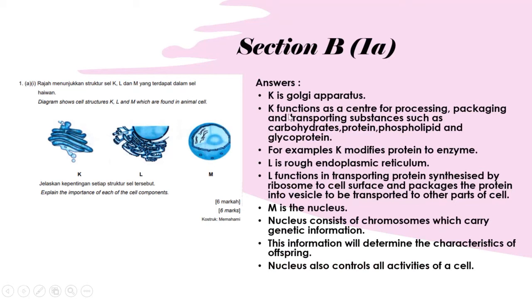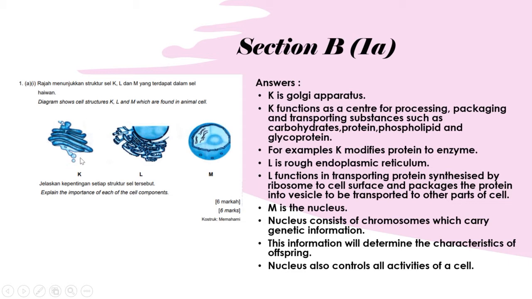Okay, we go to the next question, section B, 1A. Section B is referred to the essay question. The diagram shows cell structures K, L, and M, which are found in animal cell. For structure K, please write what organelle it is. K is referred to the Golgi apparatus.